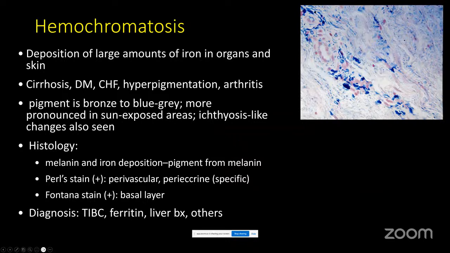Hemochromatosis: you have iron deposition in the skin associated with systemic conditions that include diabetes, cirrhosis, and arthritis, especially of your first two, your index finger and your second finger. And then you have deposits of pigment that is positive for Perls Prussian blue, indicating iron in the skin.